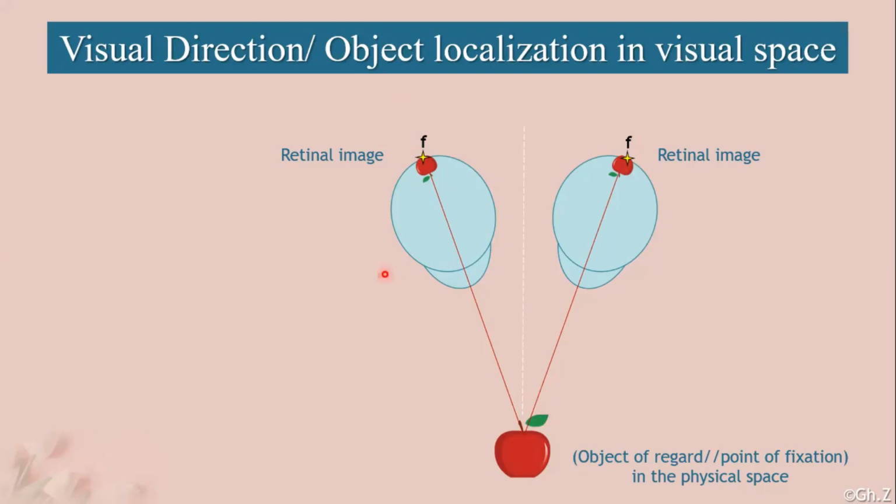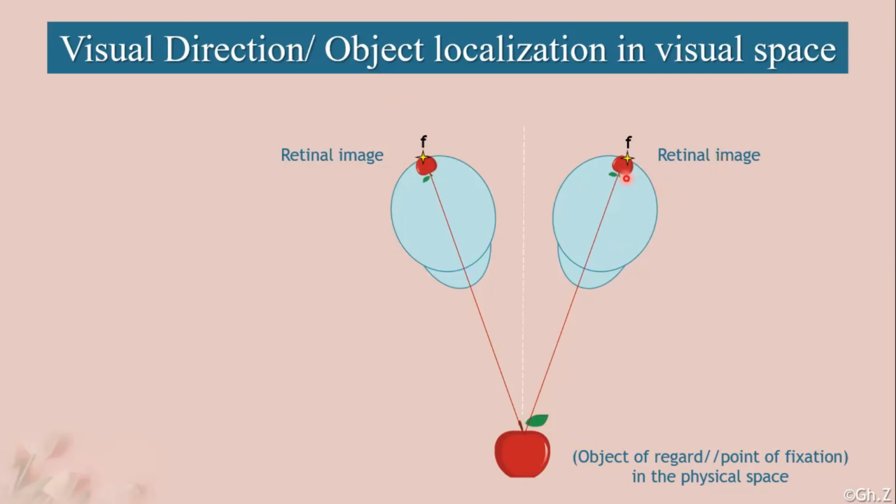This is the right eye, and this is the left eye. And I draw here the apple inverted to remind you of the inverted image in physiology. So we have an inverted image here, inverted image here. And the asterisk represents the fovea in each eye, F for fovea, okay? And we have the retinal image. This is the retinal image, and this is the retinal image.